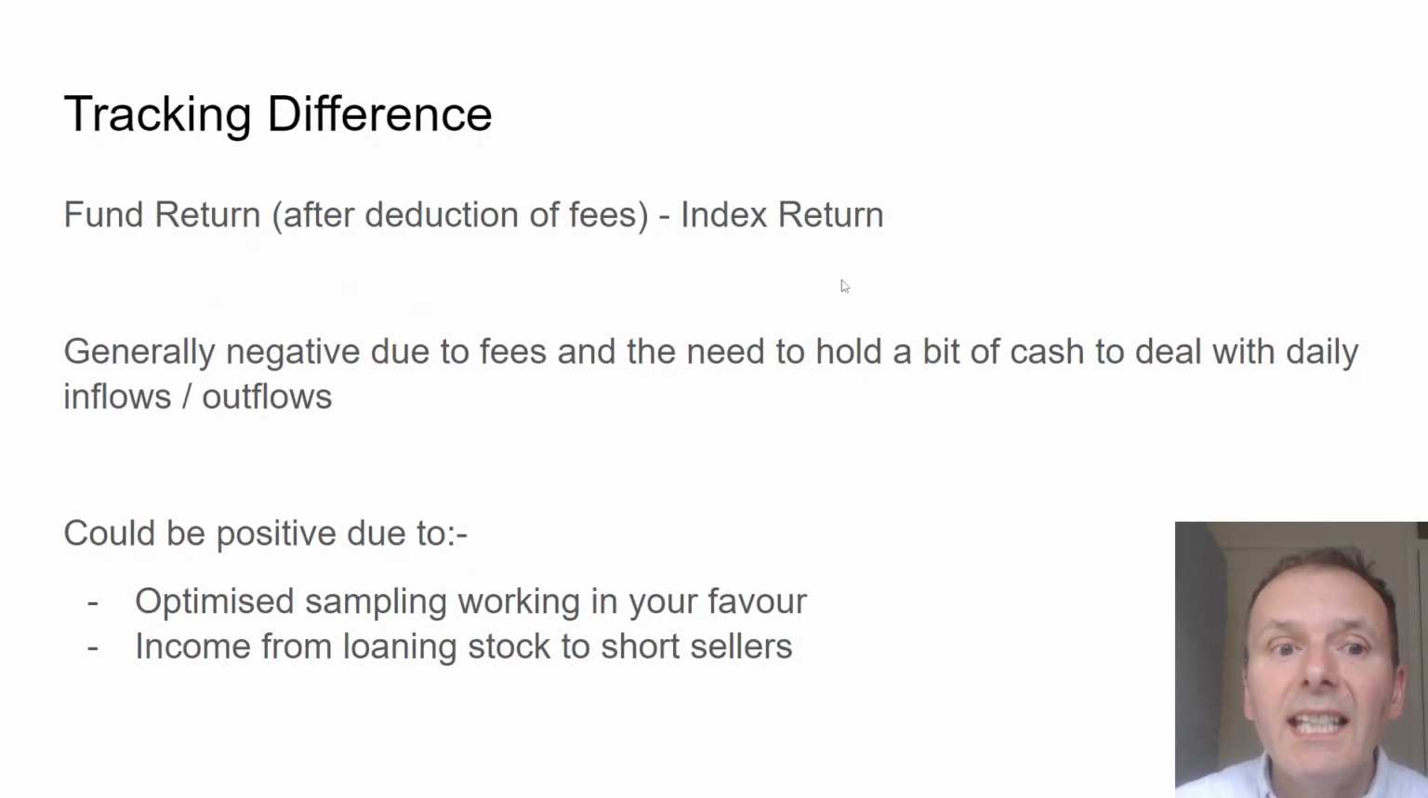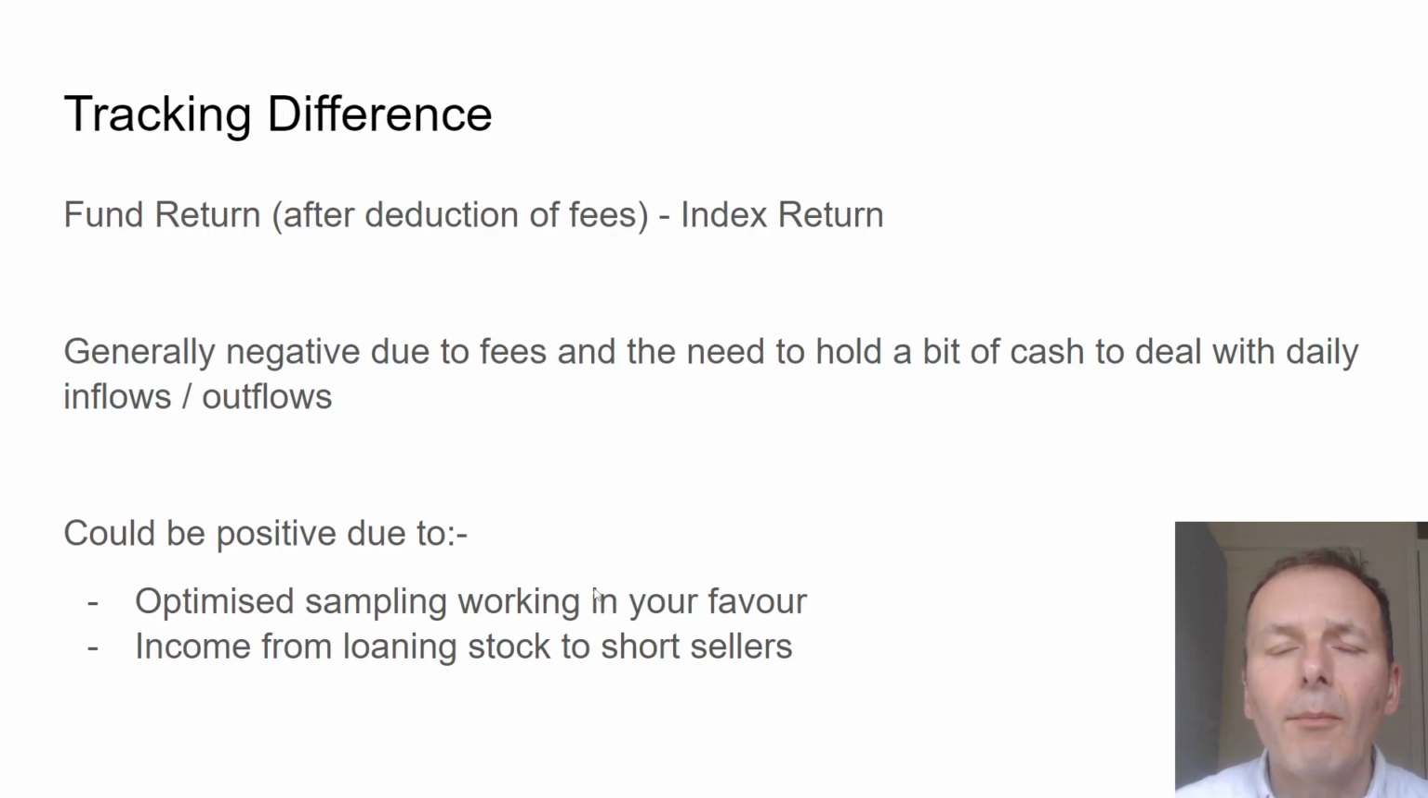So what is key is a thing called the tracking difference, and this is the fund return after the deduction of fees less the index return. So generally this tracking difference will be negative due to, not surprisingly, fees, and the need for the ETF to hold a bit of cash to deal with the daily inflows and outflows. However, this tracking difference could be positive if the ETF uses optimized sampling, and that works in your favor.